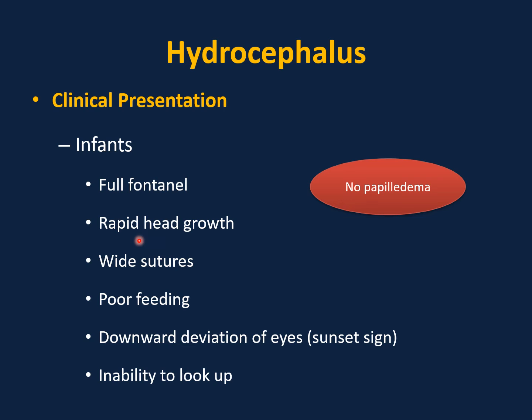So you should pay careful attention to any preterm infant who presents in the clinic for a well visit, and when you measure the head circumference, any crossing percentile is a red flag for hydrocephalus. Wide sutures, poor feeding, downward deviation of the eyes, and you can ask the patient to look up. Inability to look up is a red flag for hydrocephalus.